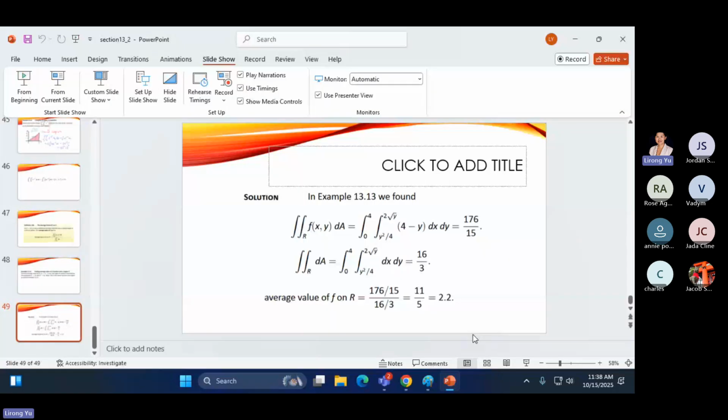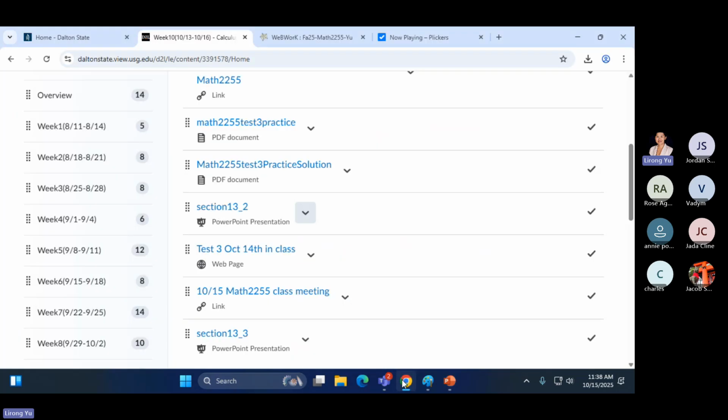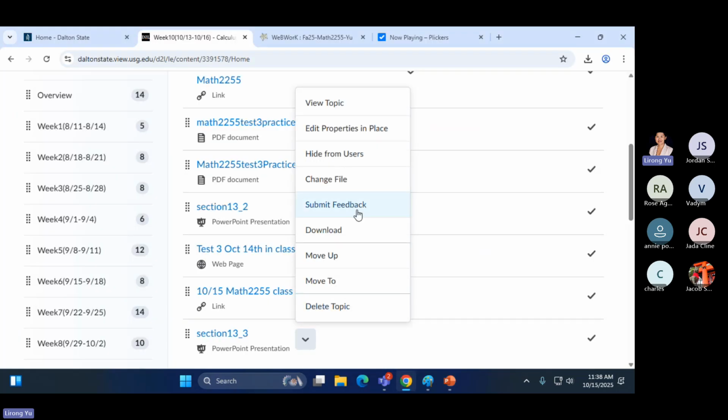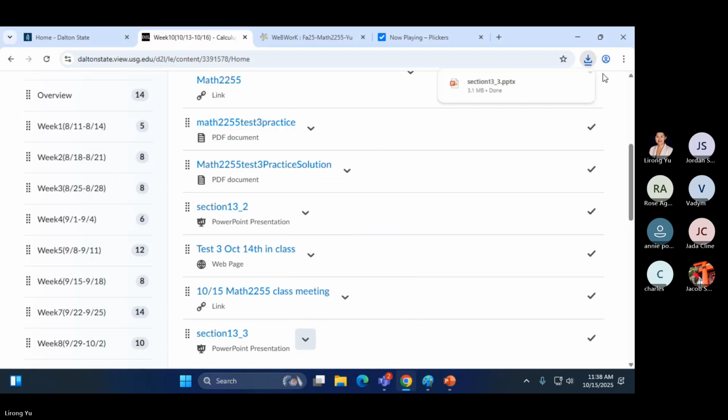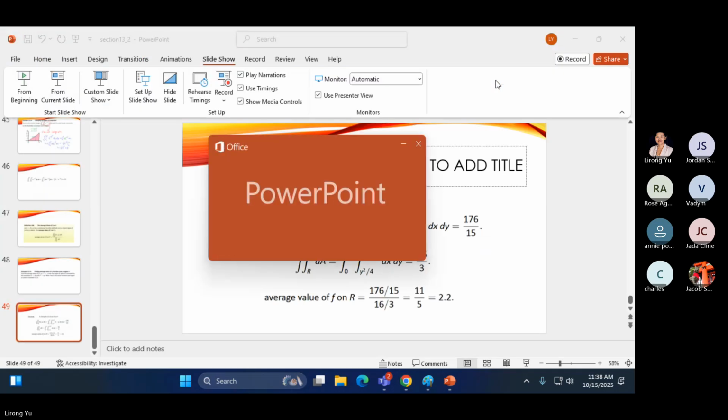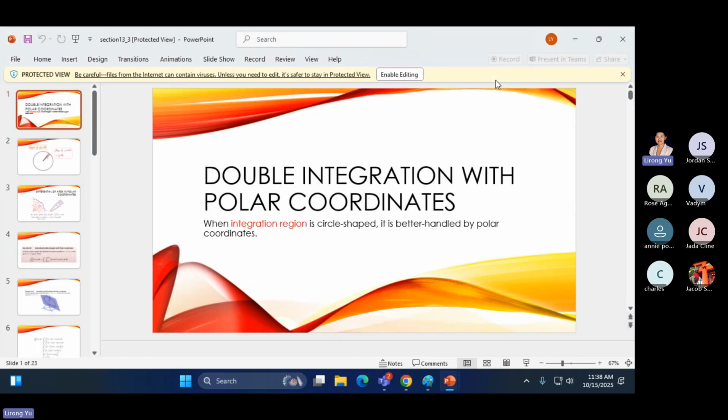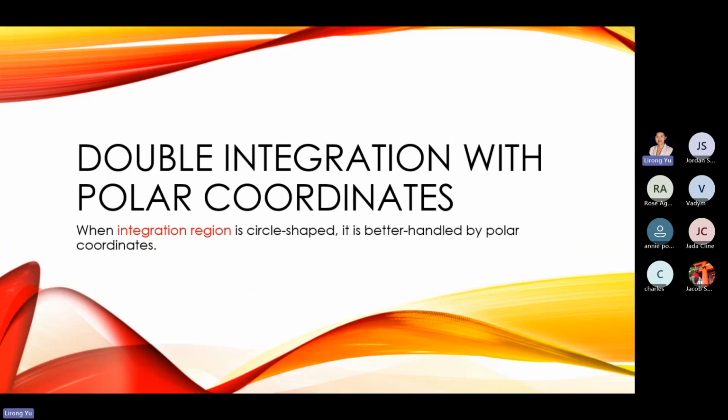Right, so this is the majority of 13.2, which focused on volume calculation below a function. And let me start a little on 3.3. Now 3.3, the title is called Double Integration with Polar Coordinates.